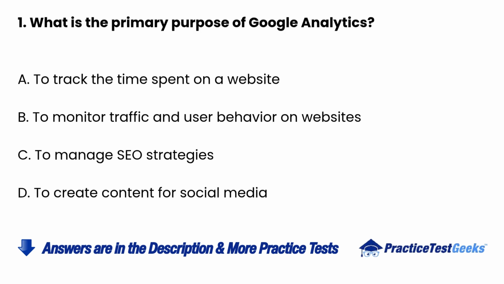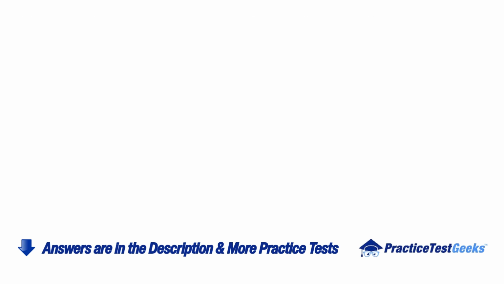1. What is the primary purpose of Google Analytics? A. To track the time spent on a website. B. To monitor traffic and user behavior on websites. C. To manage SEO strategies. D. To create content for social media.